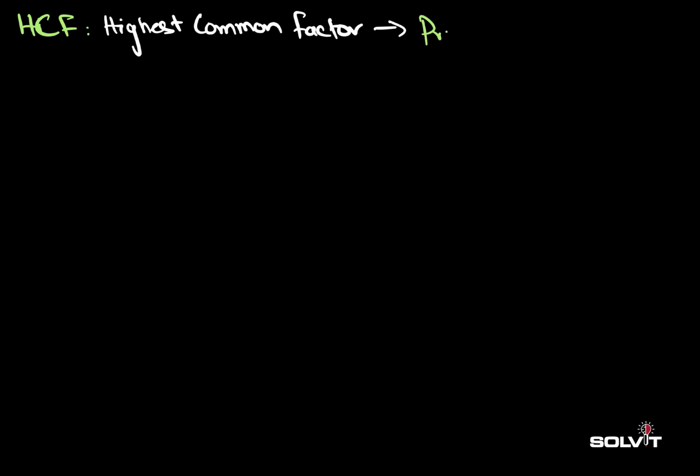So what is HCF? HCF is basically the highest common factor. All of us know that two numbers can have common factors. So we just need to figure out what is the highest common factor. Highest common factor is figured out by using prime factorization. So, how do we do that? Let's just look at that.